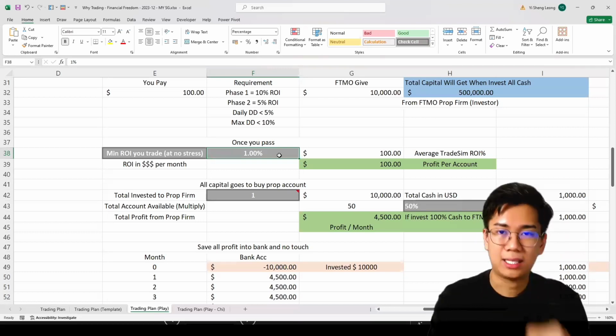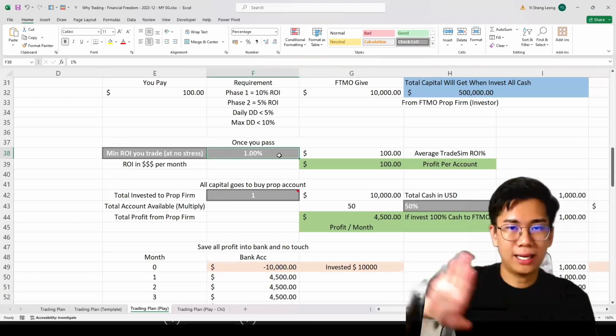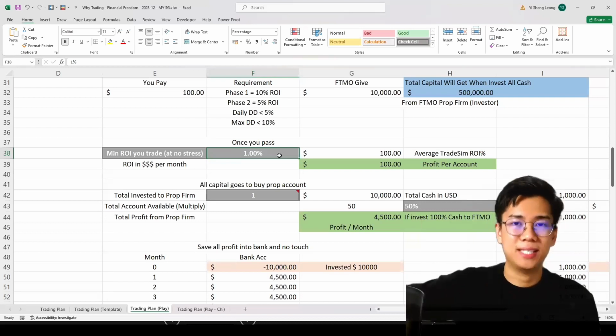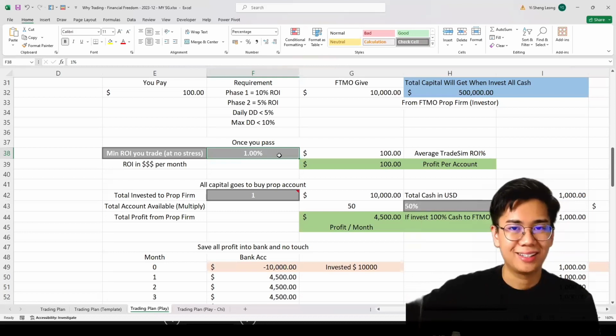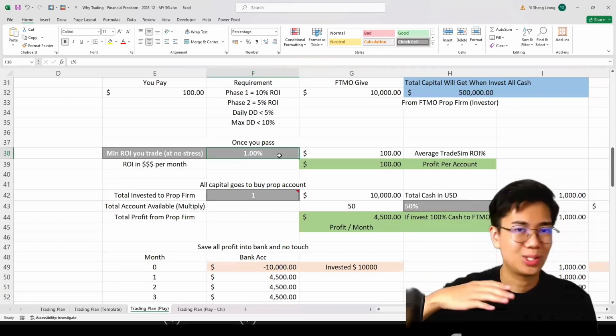Some of you can achieve 10% in a month. That is called an experienced trader. You can be that when you are richer. Now, as a start, 1% slowly.